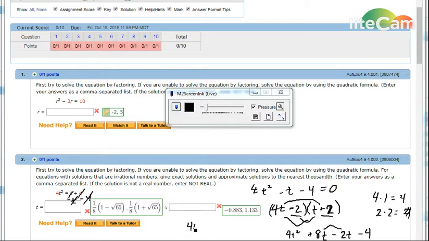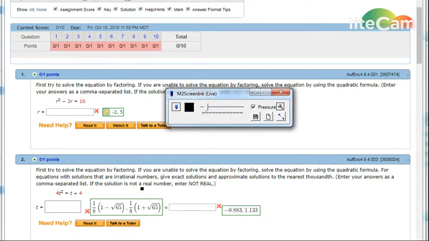So if we go 4t plus 1, and t minus 4, FOIL this, we get 4t squared, the first two terms, and then minus 16t, this definitely isn't going to work, plus 1t minus 4. So that gives us a minus 15 in the middle. That doesn't work. So it looks to me like this is not factorable. Okay, so let's start over and use the quadratic equation.